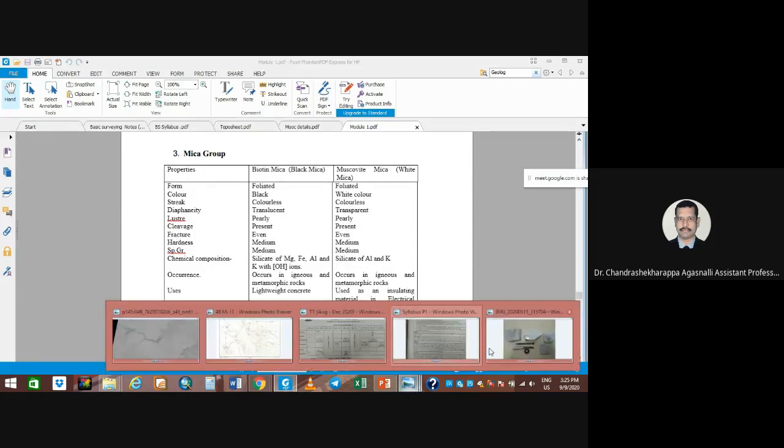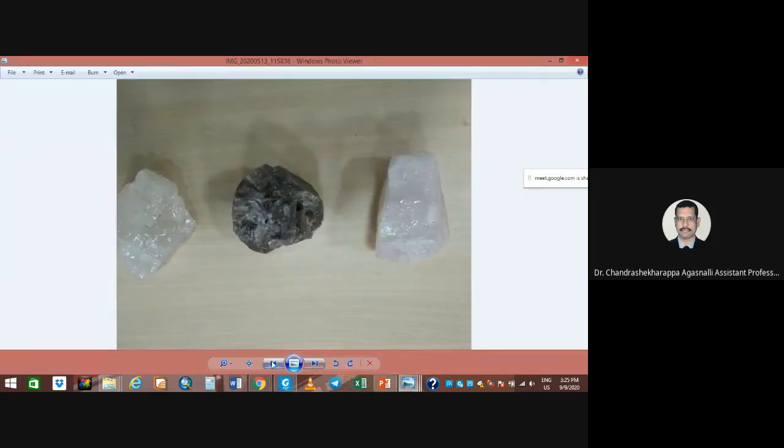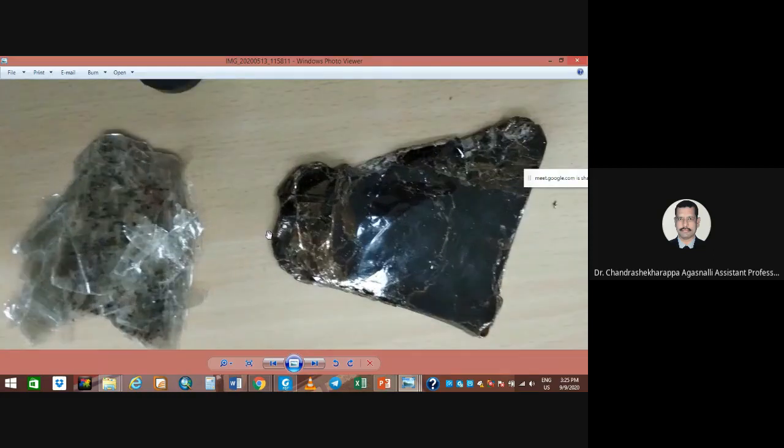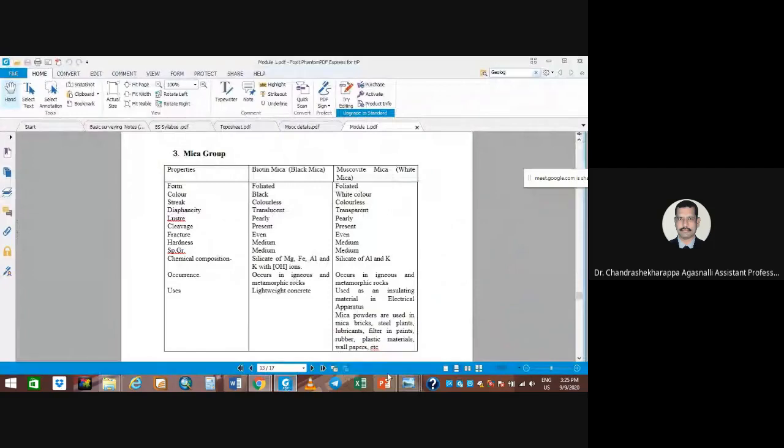Yesterday we have seen the mica group of minerals. Here you can see it looks like a very thin sheet, but it has high heat resistance. Here you can see the biotite mica and muscovite mica. Biotite mica is completely black in color.